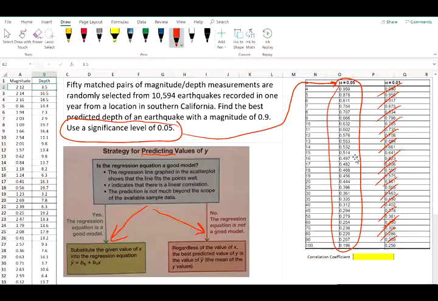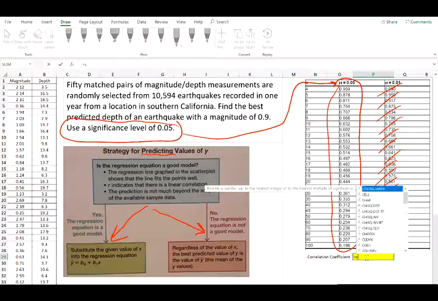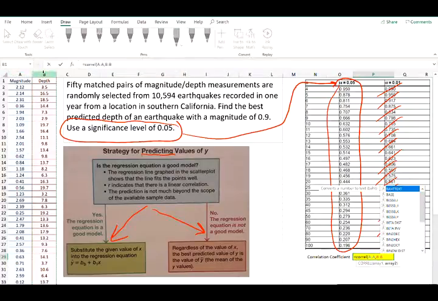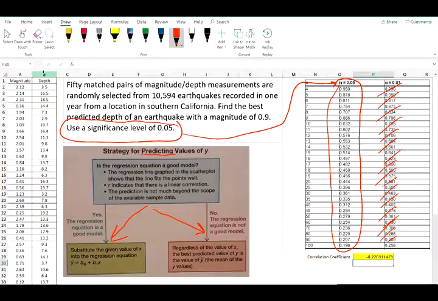So let's start off, and I have a cell over here set aside for the correlation coefficient. Let's look at the correlation coefficient for this data. We have column A as magnitude and column B as depth. So the correlation coefficient equals CORREL. That's the Excel function for correlation coefficient, and our x values are column A, and our y values are column B. So our correlation coefficient is negative 0.2203 something. That's a very weak correlation.